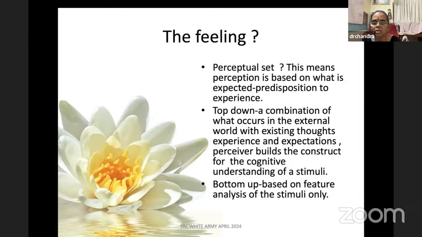And what is bottom-up? Based on feature analysis only. So bottom-up means this is tall, this is white, this is a glass, these are eyes. That is all. Nothing more to that. Bottom-up is just feature-based recognition of a seen object. Top-down is based on your own inner set. Both together form the holistic appreciation of the object.